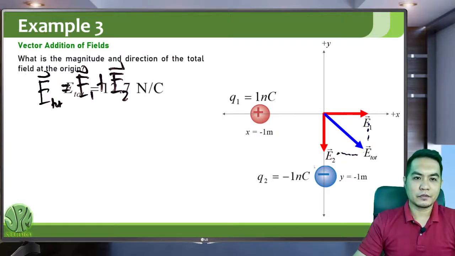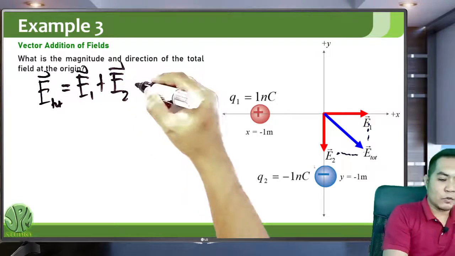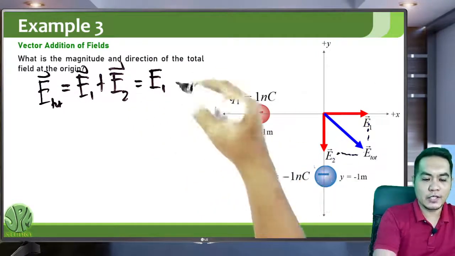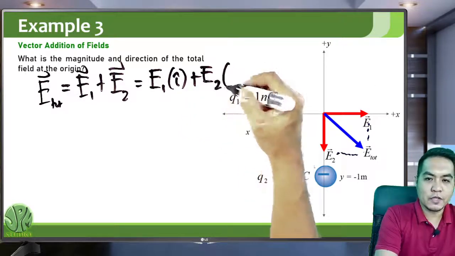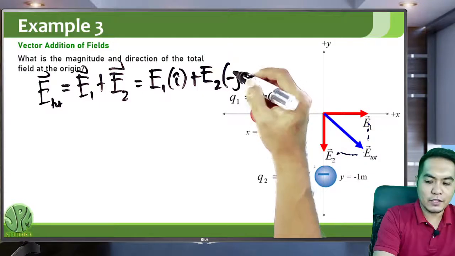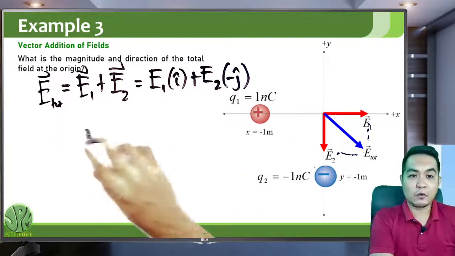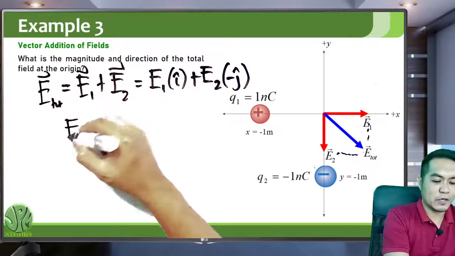Okay. So you do the same. So we know that E1 has a magnitude of E1. Its direction is I hat. E2 has a magnitude of E2. Its direction is negative J hat. So to solve this problem, to find the total electric field vector, we just need to find the magnitudes E1 and E2. And we do that by using Coulomb's Law.